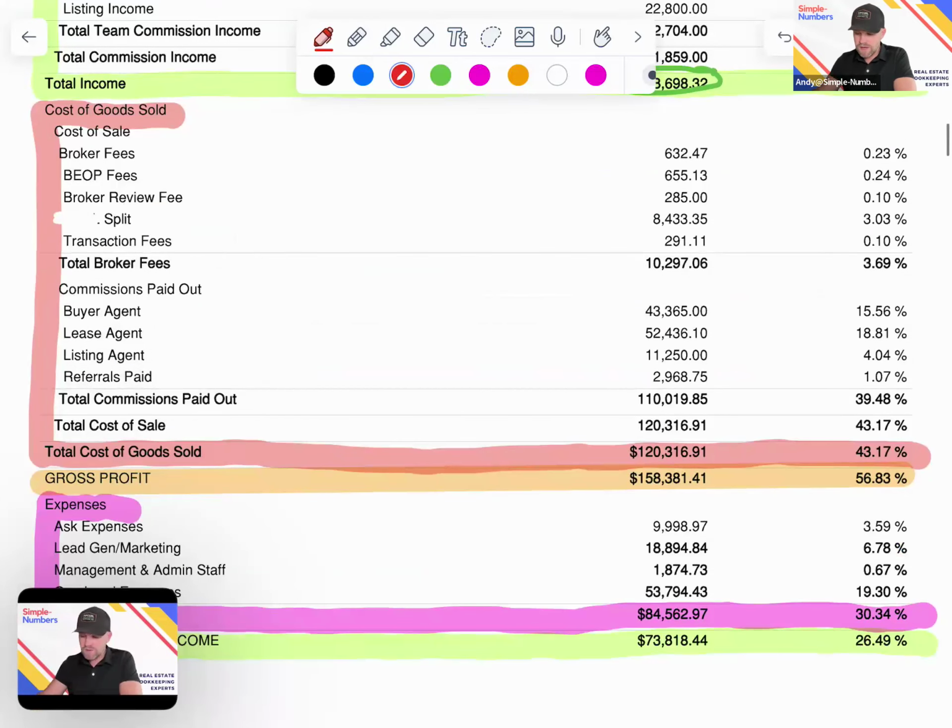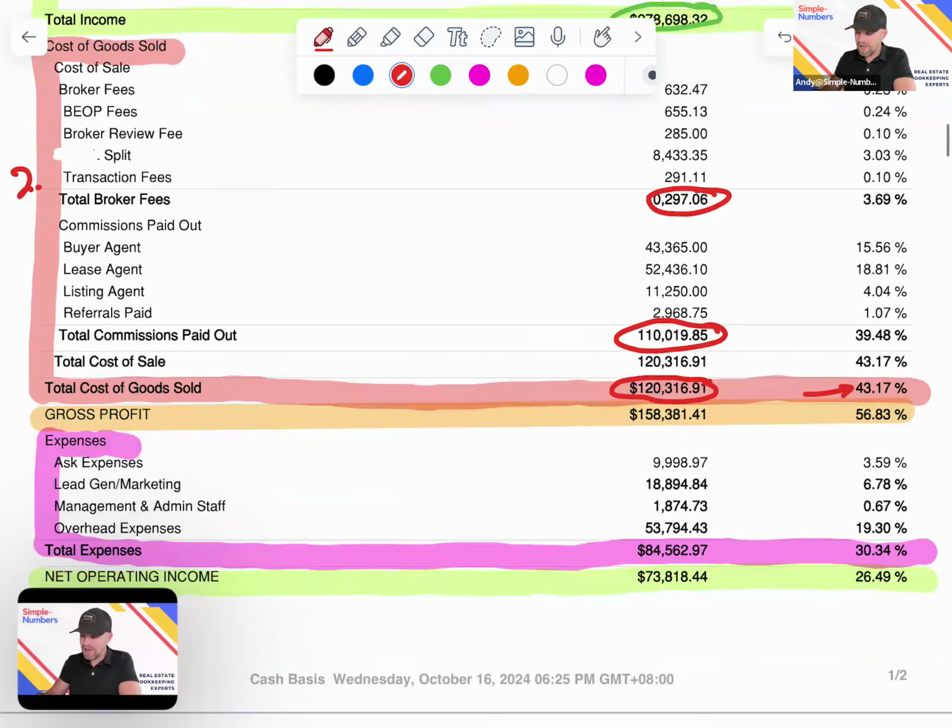Then we have our cost of sale. That's the amount that went out. Some went out in broker fees, and then some went out in agent commission splits, as well as some referrals there. But the total cost of sale is $120,316.91. It's 43.17%. That then left them with a gross profit of 158, or about 57% of the pie.